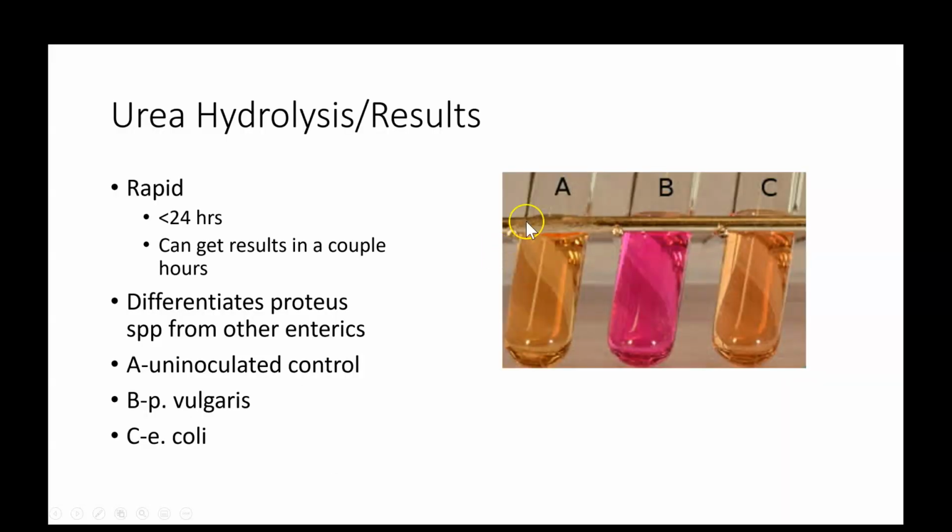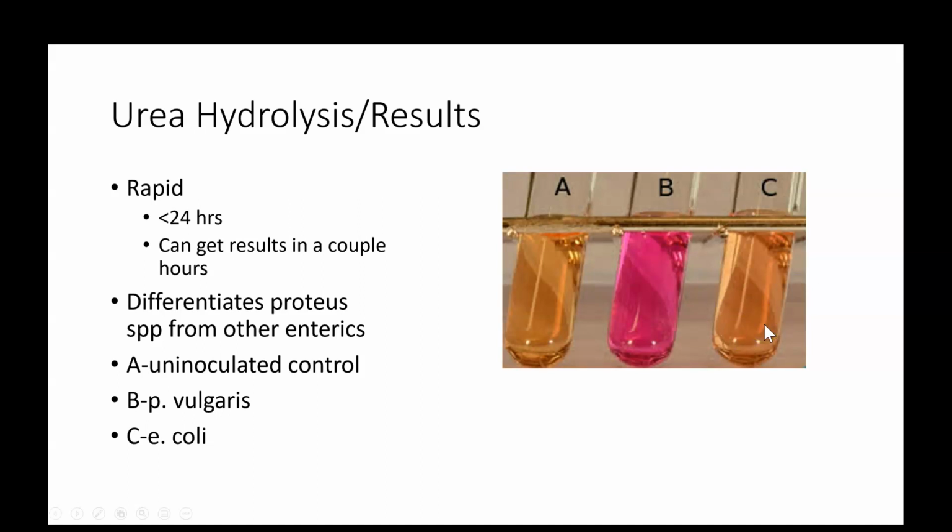So we have our controls. If we were doing this in the lab, we would have our uninoculated control. Here we can see our Proteus species, Proteus vulgaris, is turning that media a beautiful, pretty pink color. And we have our negative control in E. coli, which is unable to turn that media pink. And in fact, I would argue that E. coli probably can't even grow here.